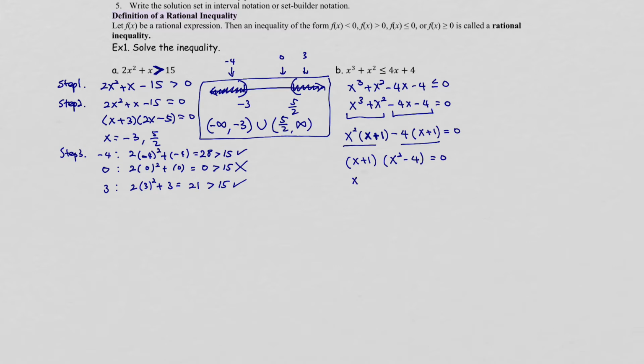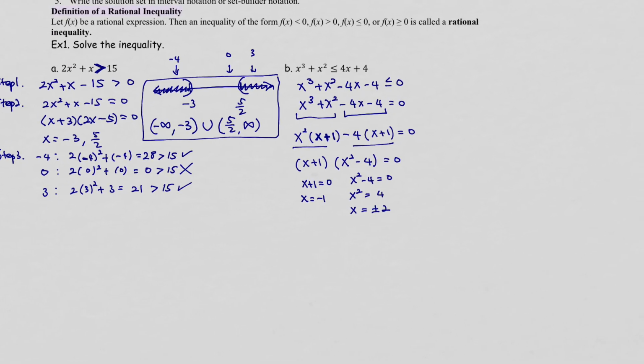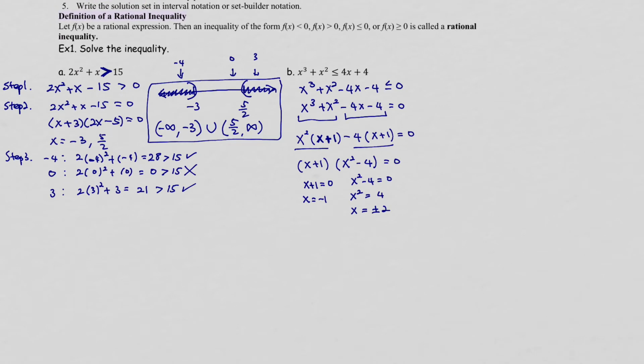This x is negative 1. And x squared equals 4, where x should be plus or minus 2, because you're using the square root property. With that information, let me just move a little bit so I can graph.